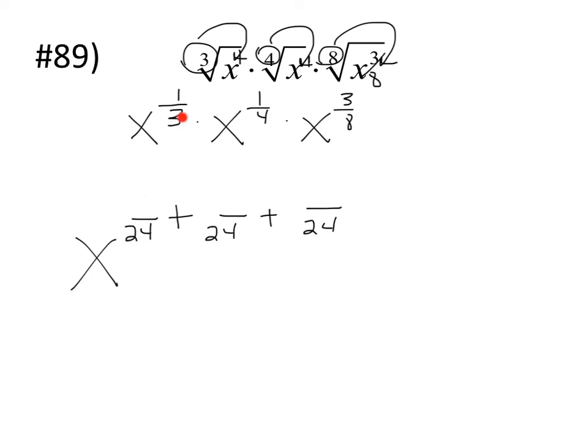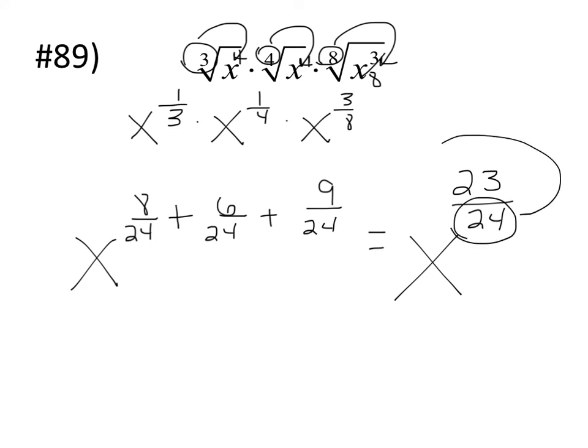So 3 goes into 24 8 times. 8 times 1 is 8. 4 goes into 24 6 times. 6 times 1 is 6. 8 goes into 24 3 times. 3 times 3 is 9. So this becomes x to the, 24 is your common denominator. Let's just say 8 plus 6 plus 9. 8 plus 6 is 14, and 9 is 23. So it's x to the 23/24.